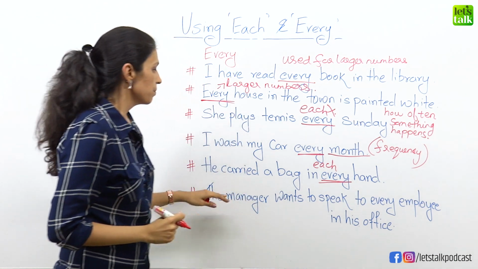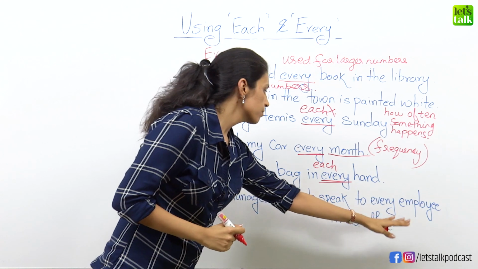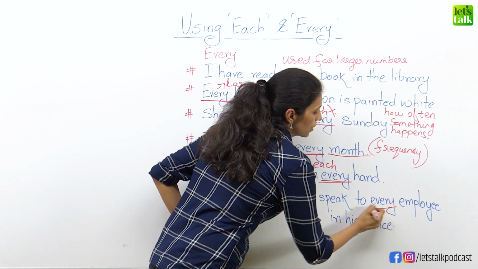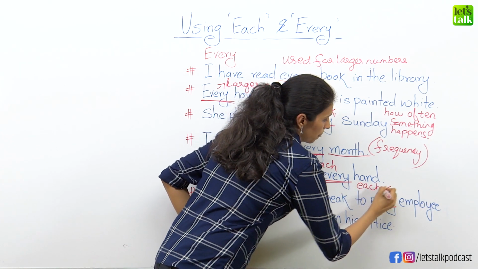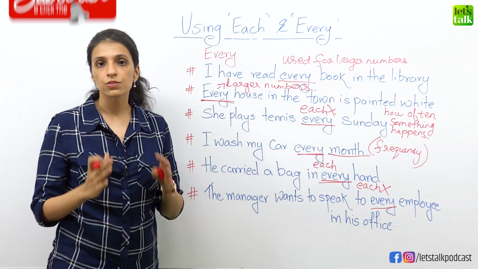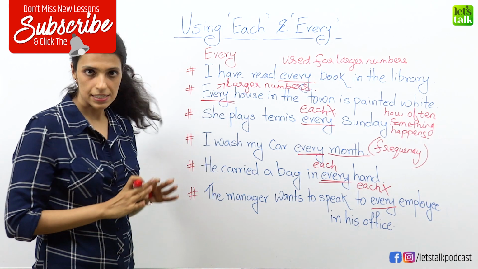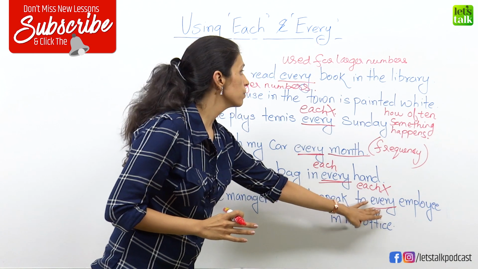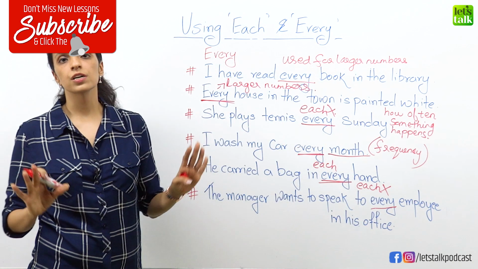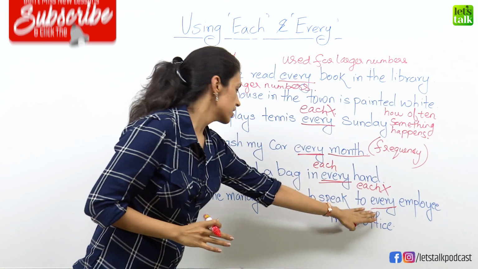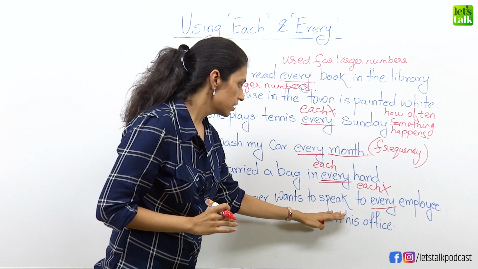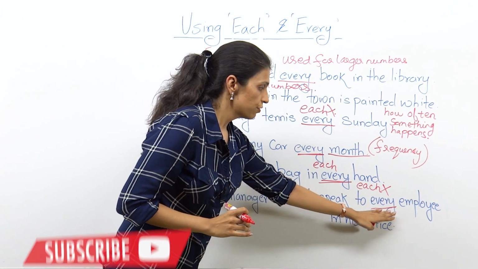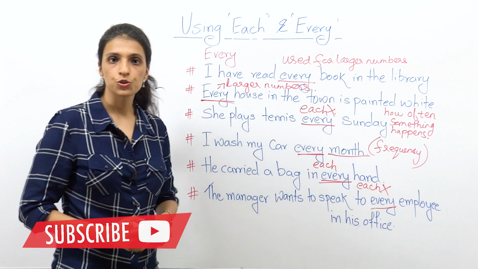Fine. The manager wants to speak to every employee in his office. Now why is it that I have used every here and not each? That's because there are more than 2 employees in the organization. So the better thing to say is every. Remember we deal with larger numbers, 3 or more than 3, so use every. So the manager wants to speak to every employee in his office. Every, because more than 2 employees.